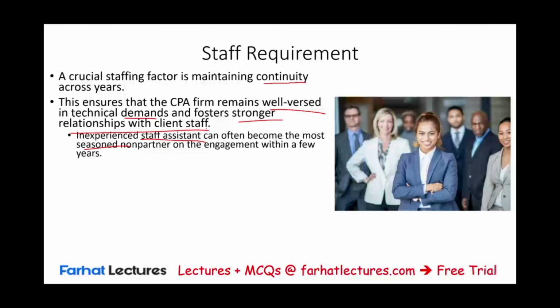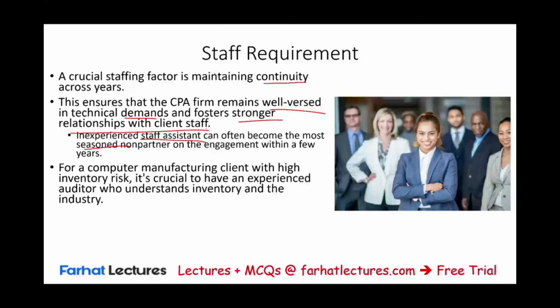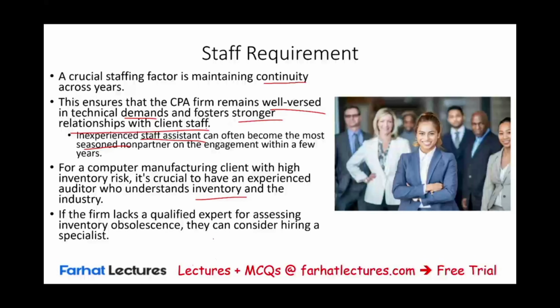Don't act as an employee when you are conducting an audit. Act like an entrepreneur. You're learning. And you are helping, of course, the firm, but everything that you are doing, you are learning. For a computer manufacturing client with high inventory risk, you want to have an auditor who understands inventory and the industry. So you want to have specialized people, experienced people, the right people at the right engagement. If a firm lacks qualified expert for assessing inventory obsolescence, well, they can consider hiring a specialist.